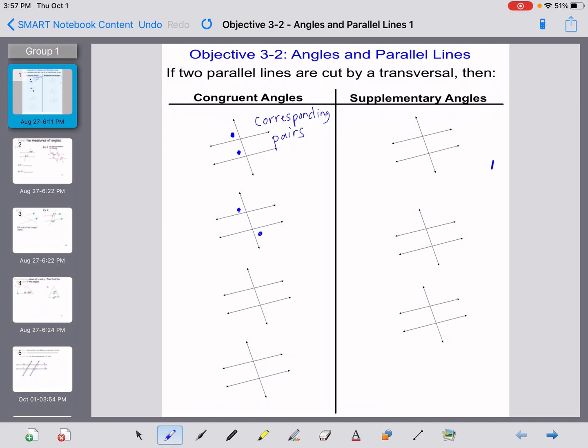Those are outside the parallel lines and they alternate on the sides of the transversal. So these are alternate exterior. And what else did we have? We had an alternate interior. That's right. Good job.